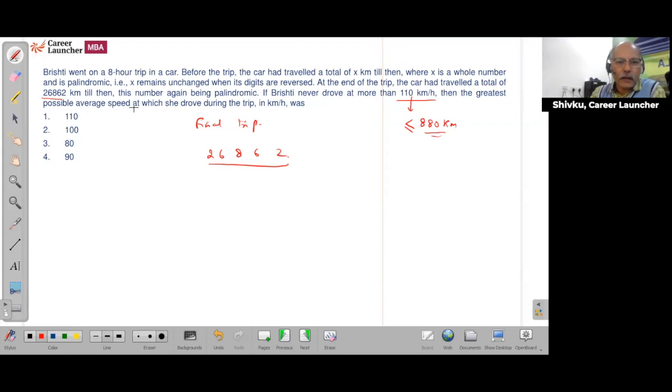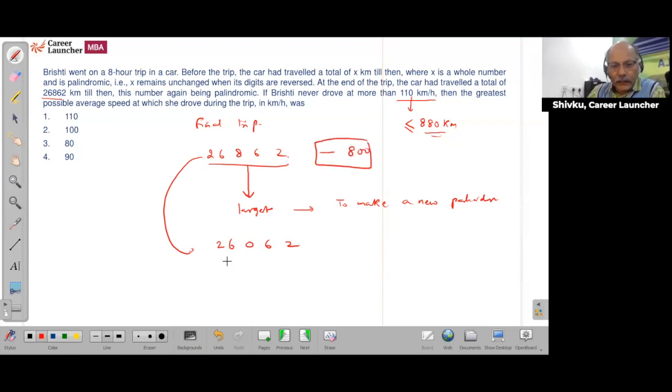Then the greatest possible average speed at which she drove during the trip, which means, so basically I'm asking myself the question, what should be the largest number that must be removed from this to make a new palindrome? It is very obvious that 26062, if you remove 800 from it, you will get a number which was the trip reading before Brishti started the journey.